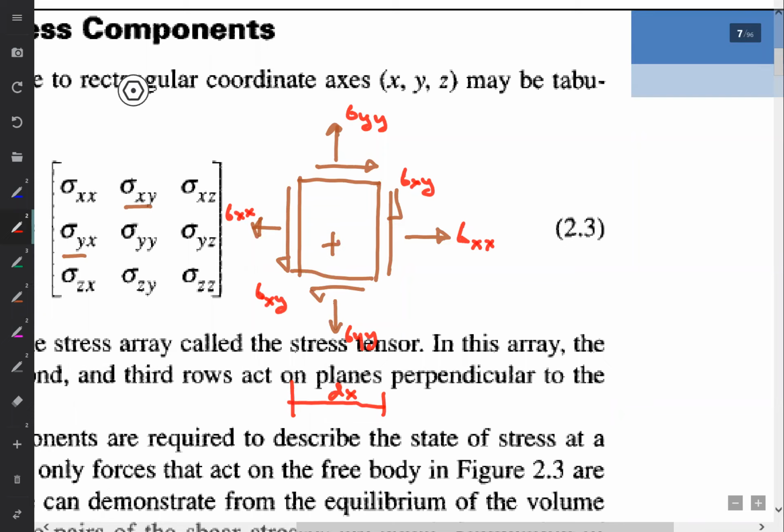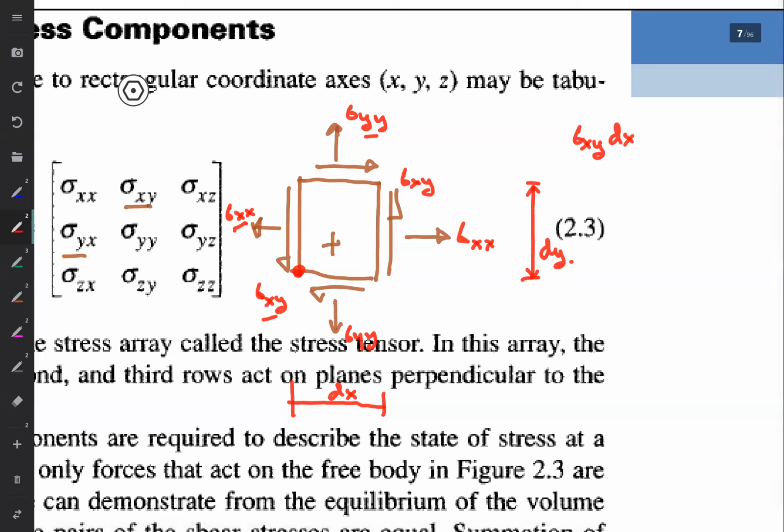So this is sigma xx, this is sigma xy, this is sigma yy, right? And this should be dy. So if we consider the equilibrium condition for moment, if I taking moment at this point, so what happened? It has sigma xy, right, times dx.